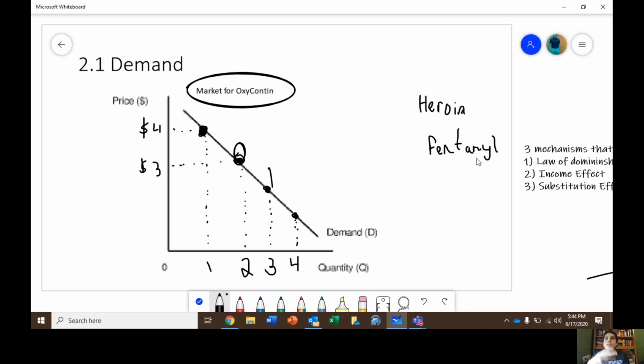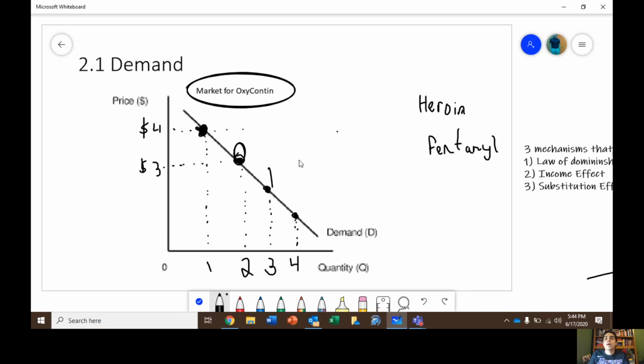But you can see why this leads to a downward sloping demand curve as well, because at this price point, at $4, there's going to be a lower quantity demanded of Oxycontin, because people are going to be more willing to take the risk, and they're going to say, I'm just going to enter the heroin market. Of course, the heroin market is an illegal market. It's still a market, but people are still sensitive to these prices, as we've seen.